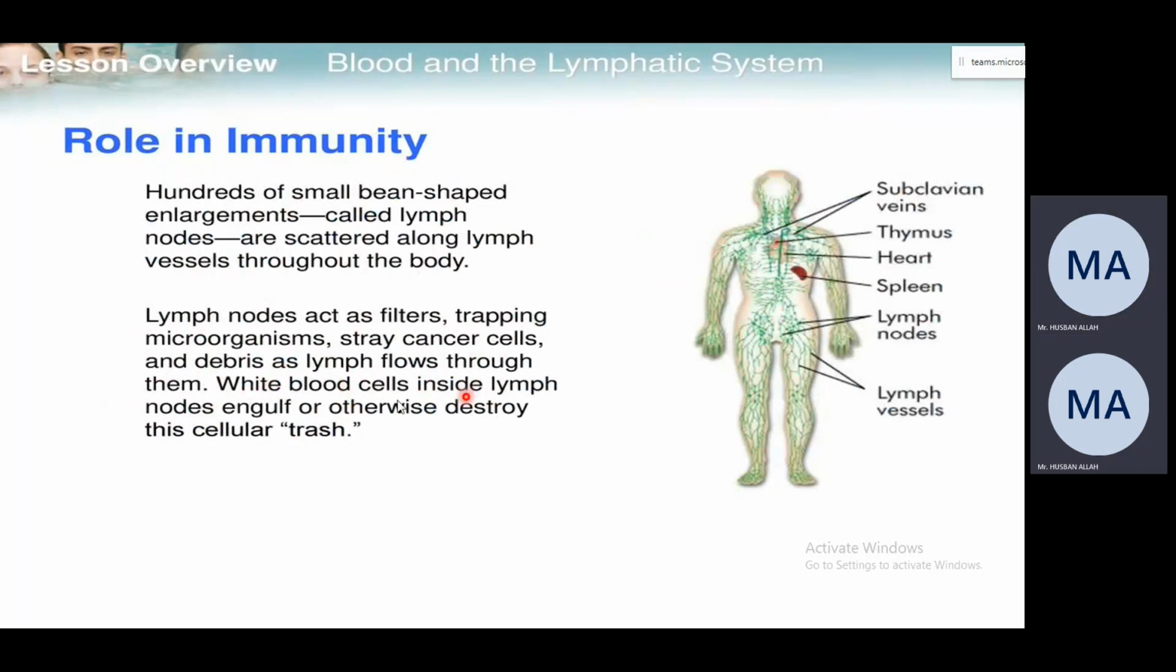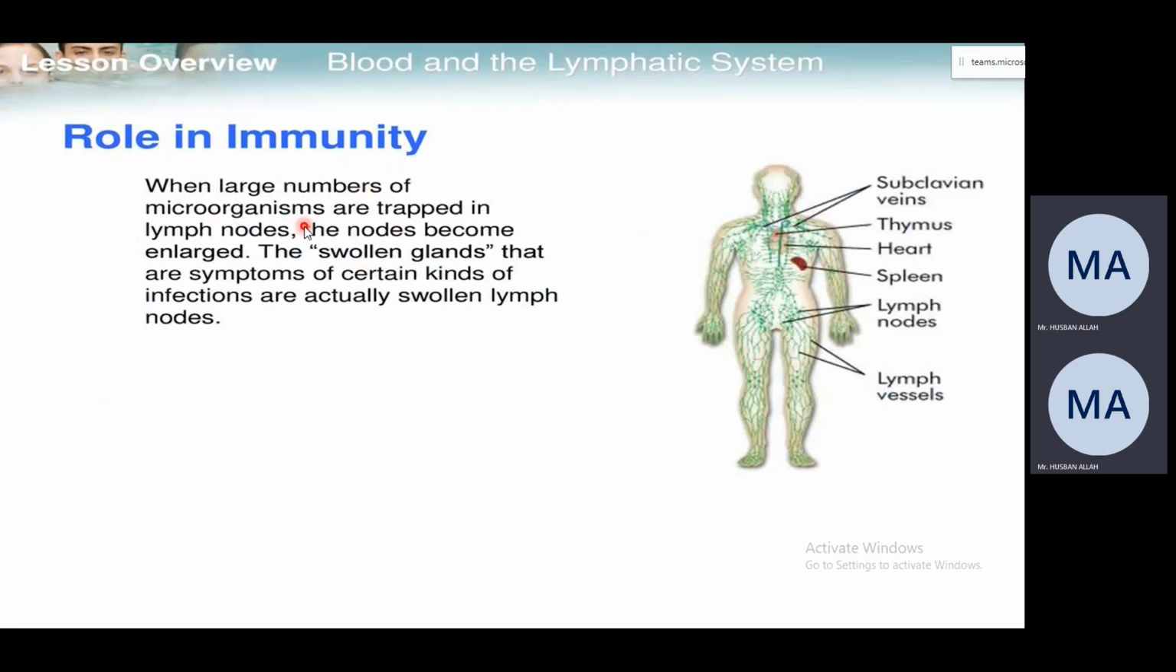White blood cells inside the lymph node engulf or otherwise destroy the cellular debris, right? So the function of the white blood cells which are present inside the lymph node is that they will engulf, meaning they will eat the microorganisms, they will destroy the microorganisms, right? Toxic material, microorganisms, or any cell which is not wanted by the body will be trashed out, it will be destroyed.